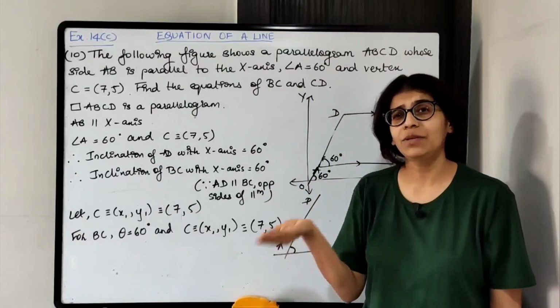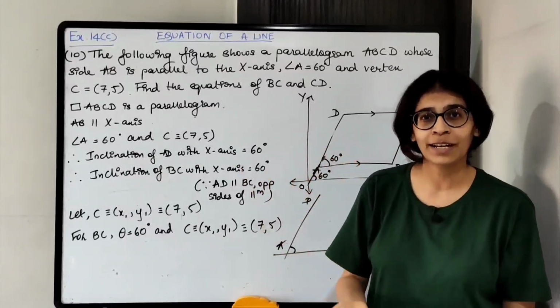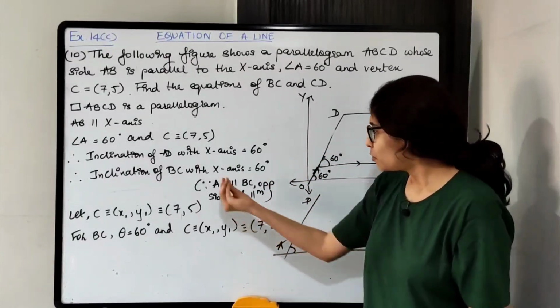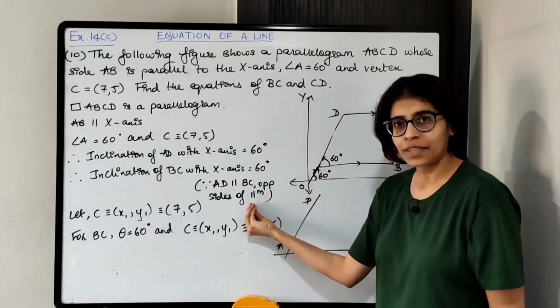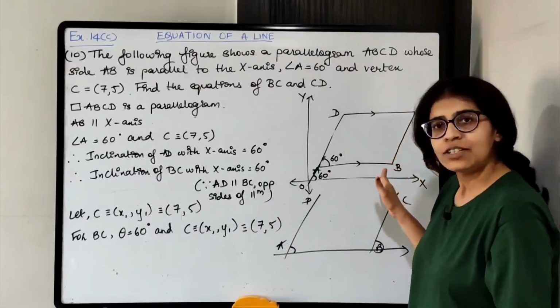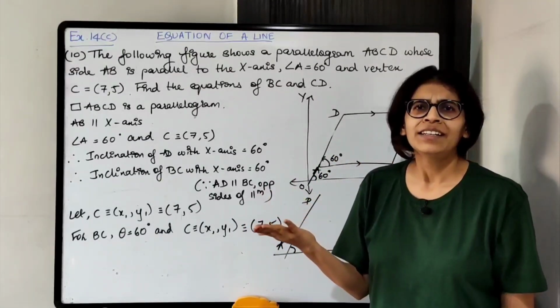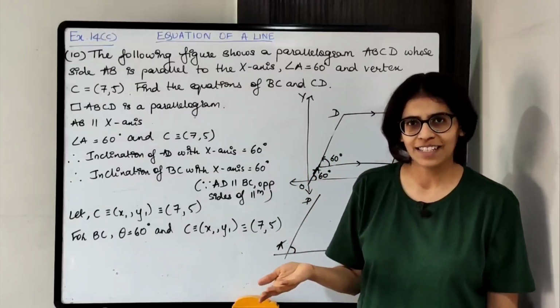And why they are parallel? Because they are opposite sides of parallelogram. Okay, so you have to give reason over here. Okay, now BC का इंक्लिनेशन पता चल गया. Once you get inclination तो slope find out करना easy है.